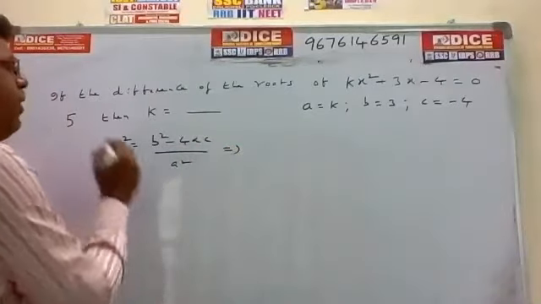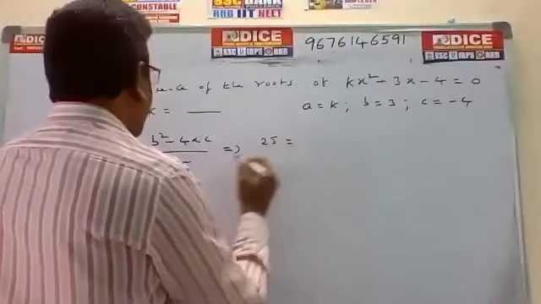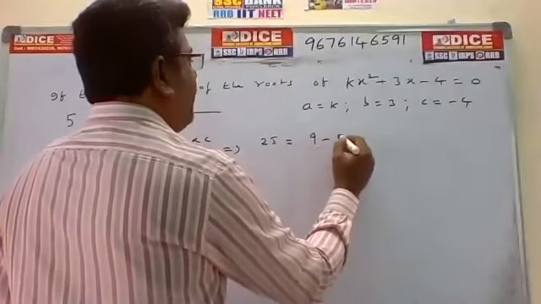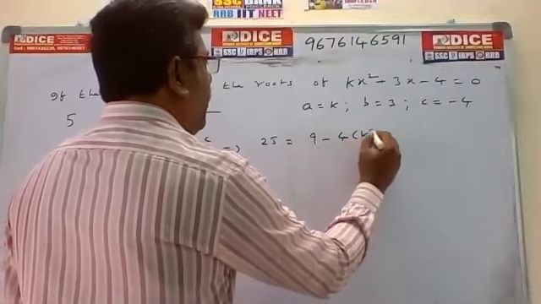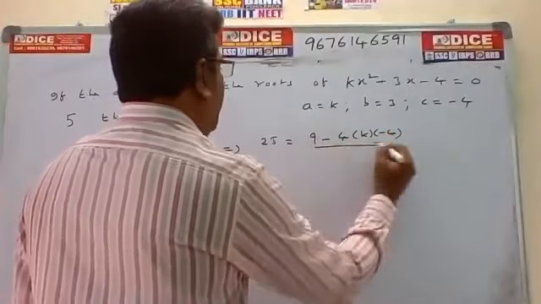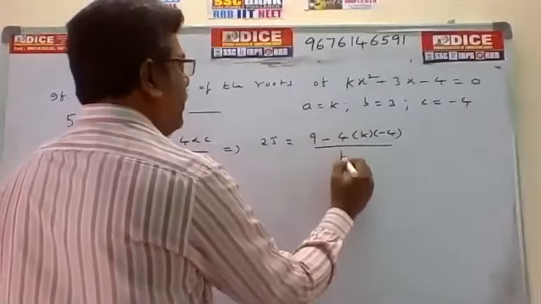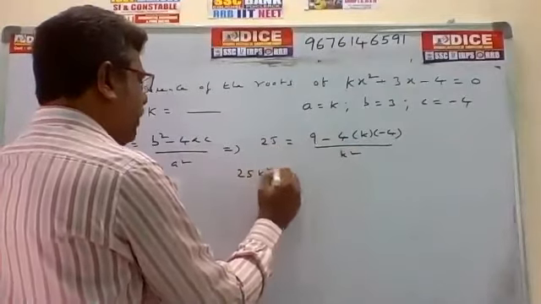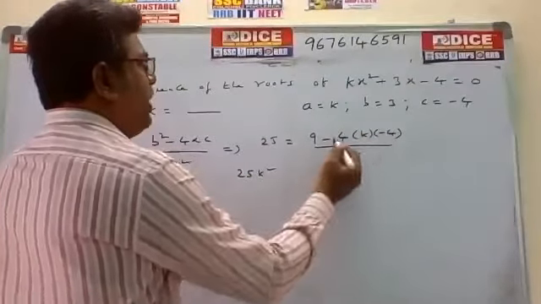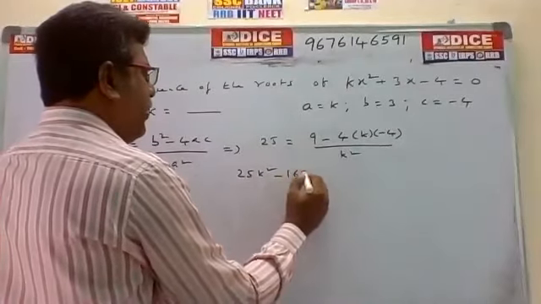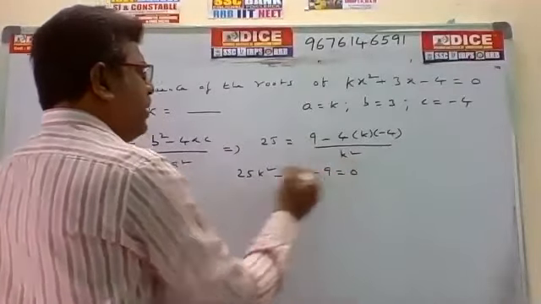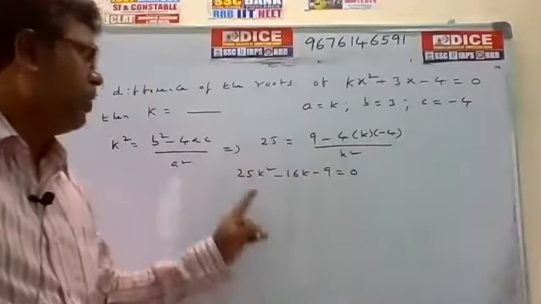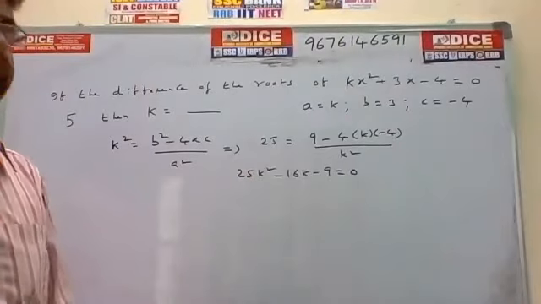K is 5, so K square means 25. 25 is equal to B square, which is 9, minus 4AC, that is 4 into A into K into minus 4, by A square, which is K square. So 25K square, and the 9 and 16K come to this side: 25K square minus 16K minus 9 is equal to 0. The condition is K is equal to 1, from Bhavani. Very good answer.